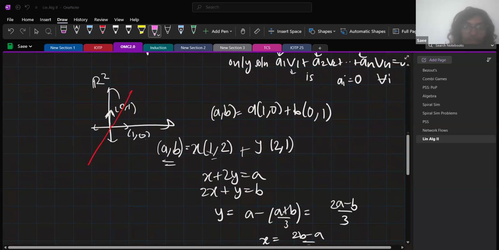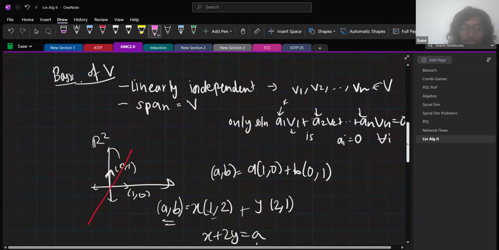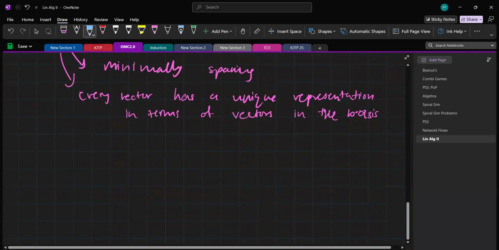So can we make a conjecture about the size of the basis, or if we consider all the bases, is there a conjecture that we can make about that? Degree of some sort? I have no idea.